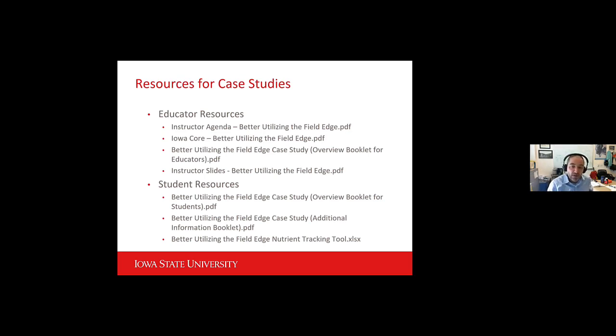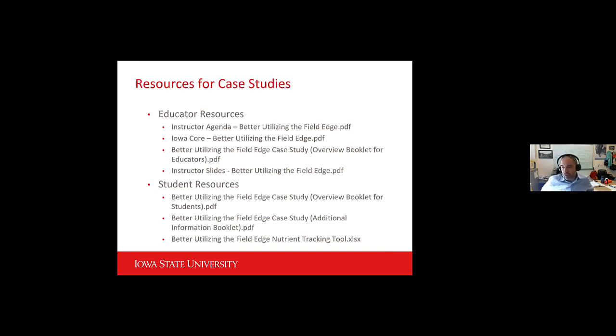Also, since when Kay talked, Ann Stout put together how these might fit in with the Iowa Core and some of those areas. So that's in the educator resources category. On the student resources, there's a document on the overview booklet, an additional information booklet, and then also some information on a tool, the nutrient tracking tool, that was used to estimate the performance of some of these practices.